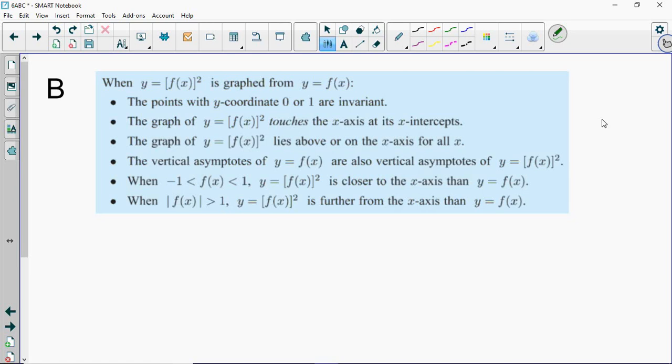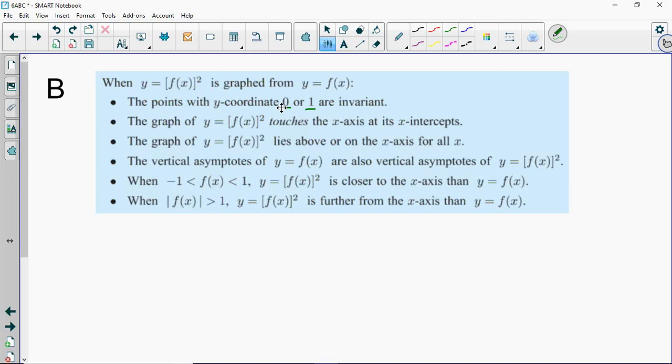This is y equals f of x, all squared. So we're taking each of the y values from the original graph and we're squaring it. And if you just keep that in your mind, then the rest of this should make sense. So we have the points with y-coordinates 0 or 1 are invariant. That's because if we square 0 or square 1, we just get the same number back again. So there's no changes happening there.